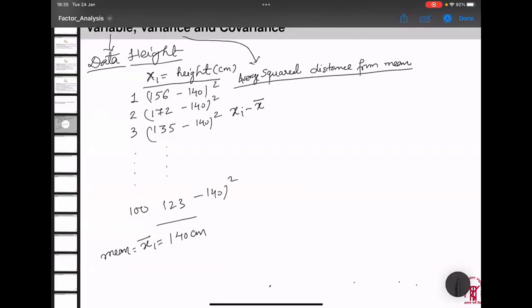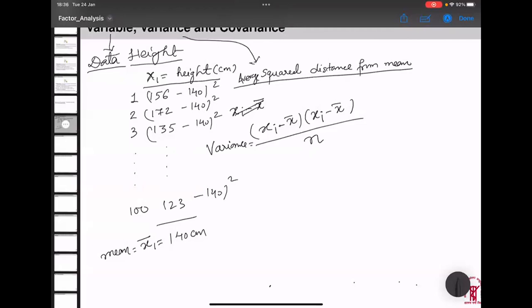So what it is doing is nothing but (xi minus x bar) into (xi minus x bar), two times, because I am writing square. Instead of writing square, I am writing this into this, divided by n. So this is variance. You can say that this measures how much variability there is in the height, meaning how much all these data points deviate from the mean.